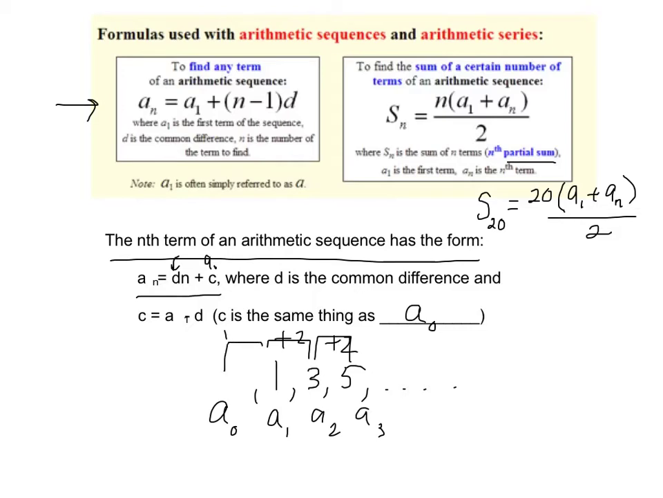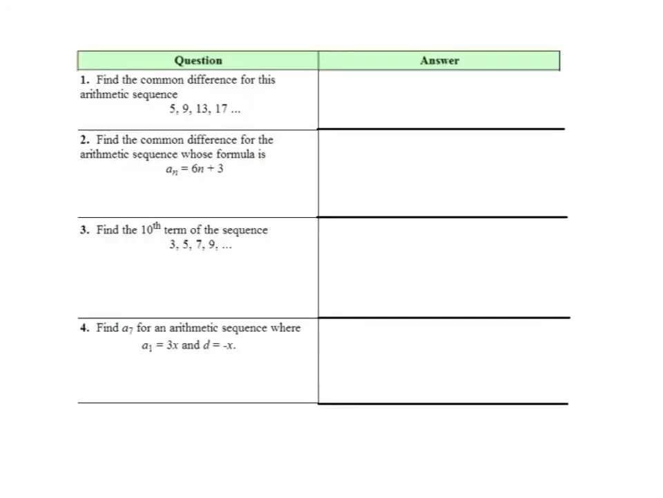This is plus 2, plus 2. Well, then how would you get to here? This is also plus 2. So you would say that a sub 0 is going to be a sub 1 minus d. And so a sub 0, c is the same thing as a sub 0. This would actually be negative 1 because you would subtract 2 to get to here. So here is another way to write this, and sometimes it's easier to write it with this when you need the rule. We're going to do some examples on the next page.